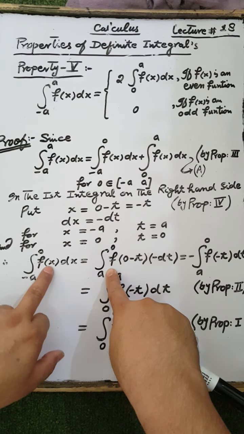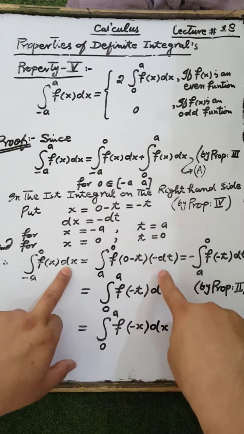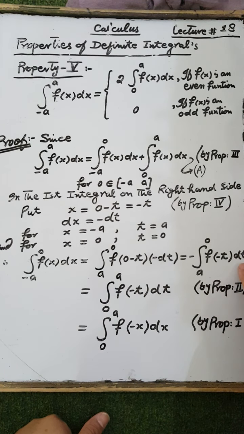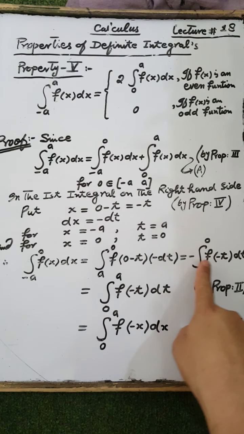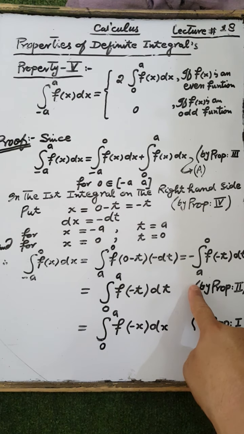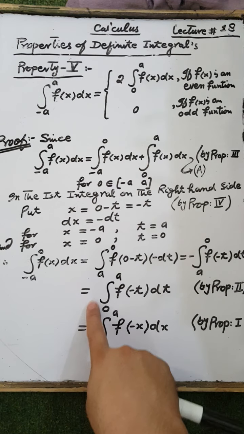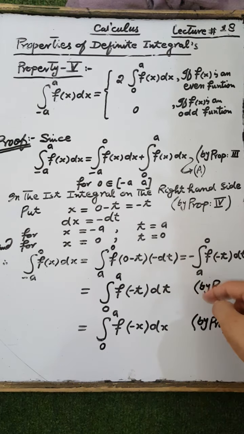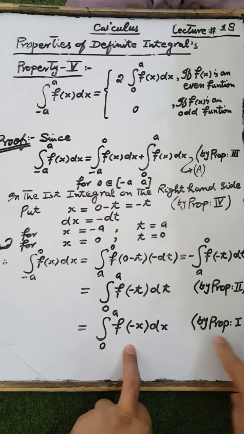And in f(x), replace x by 0 minus t, and dx is equal to minus dt, which is equal to minus the integral from a to 0 of f(minus t) dt. And according to the property number 2, when we change the upper and lower limit, the result of integration of this function on the given interval will multiply by minus 1. That is, minus 1 multiplied by minus 1 is equal to plus 1 multiplied by the integral from 0 to a.